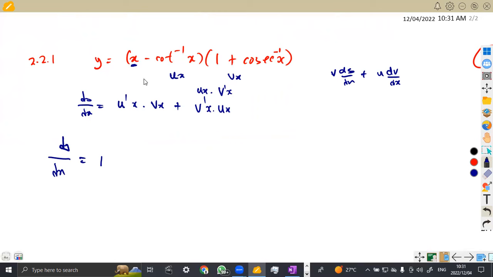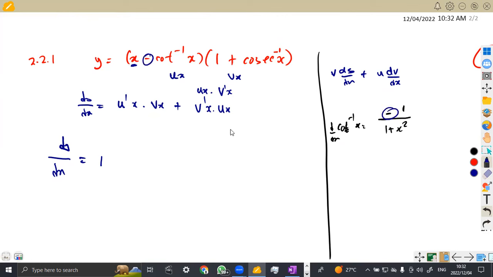What is the derivative of arc cot? From our formula sheet, we are given these derivatives. Arc cot of x, the derivative of it with respect to x gives us negative 1 over 1 plus x squared. But here there is a negative already, so negative times this negative is going to be a positive. But since simplification is not required, I can just write it as it is: negative, then negative 1 over 1 plus x squared. I can even put this in a bracket like this. So that is the derivative of u(x).